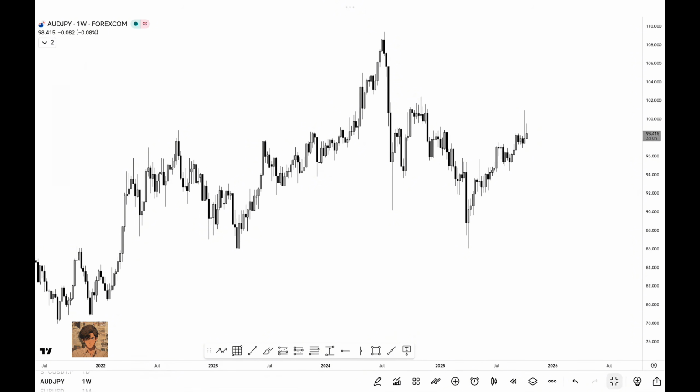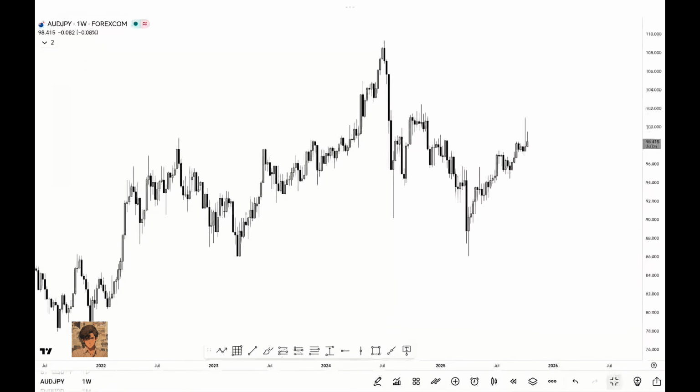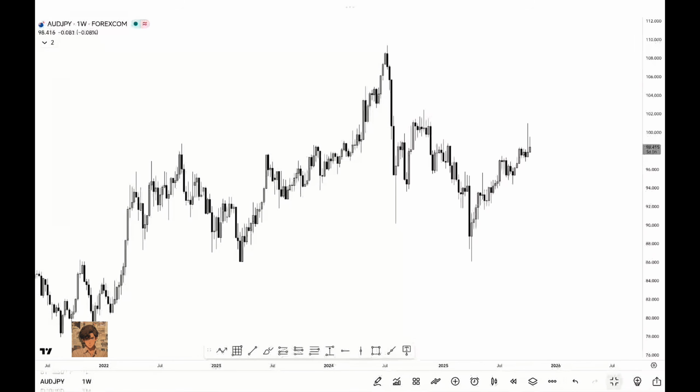So here, let's proceed and let's go straight to the point. Today I'll be using AUDJPY as a case study and an example, and to explain in detail the deep concept and the rudiments of this strategy to you.